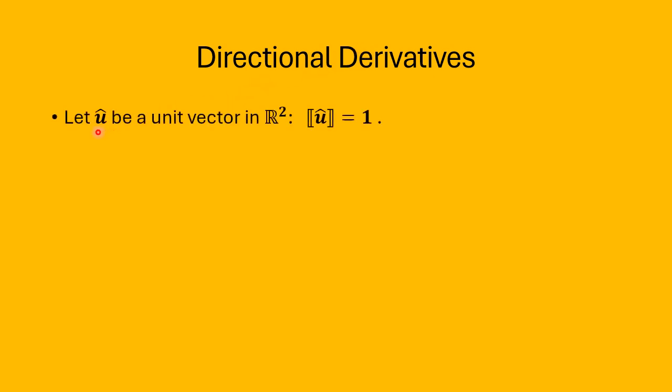Let's suppose that u is a unit vector in two-dimensional space R2, and being a unit vector means that the length of that vector is 1. This is the kind of notation that we use for the length of a vector. The length of u hat is 1. Often I will use a hat over a unit vector to remind us that it has length 1. And let's let f be a function of 2 variables. We can think of it as being the variables x and y to start with.